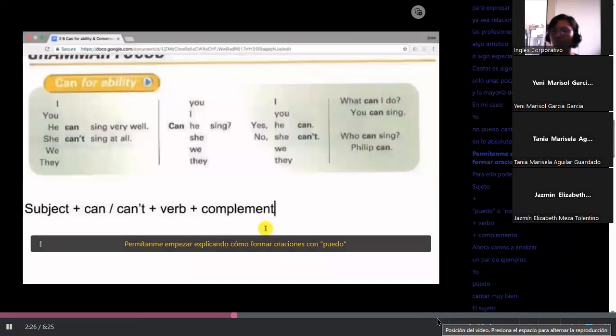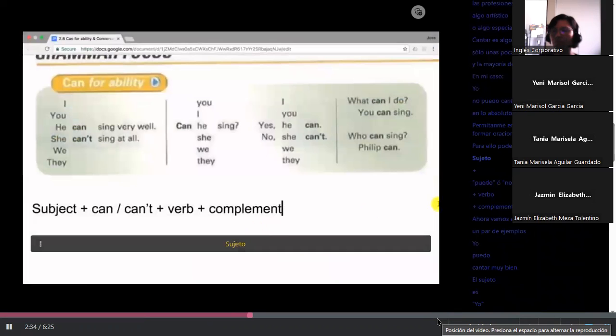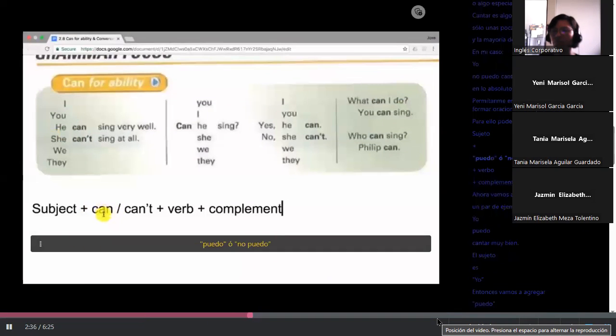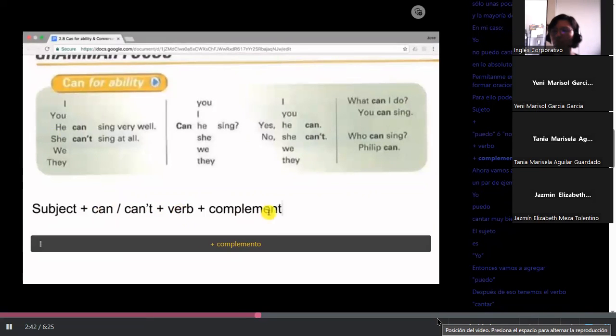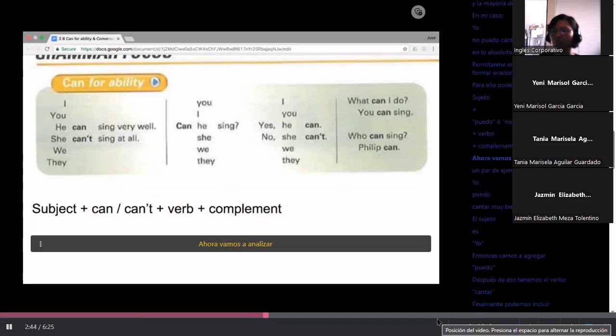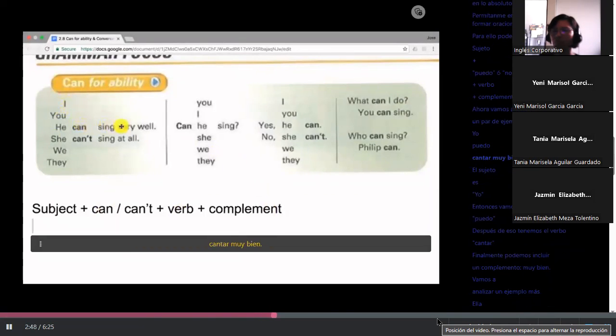Let me get started by explaining how to form statements with can. To do this, we can follow this formula. Subject plus can or can't plus the verb plus complement. Now let's analyze a couple of examples. I can sing very well.